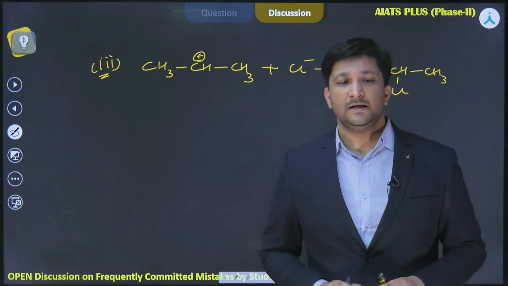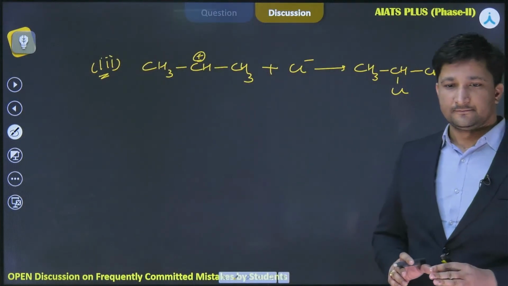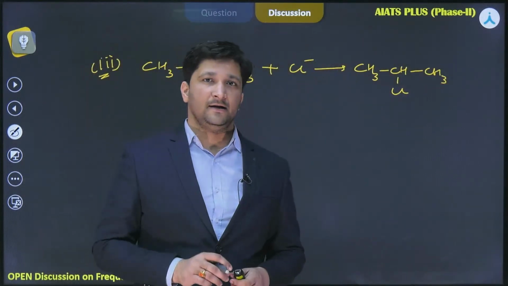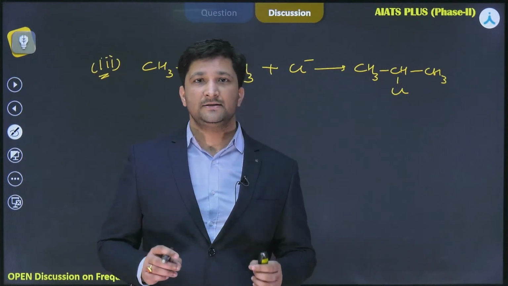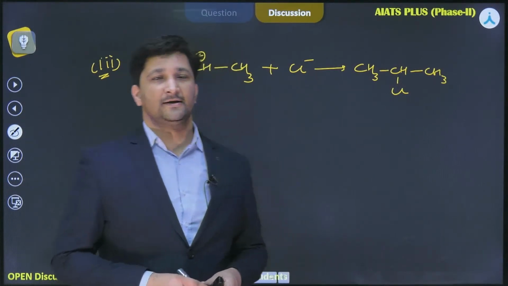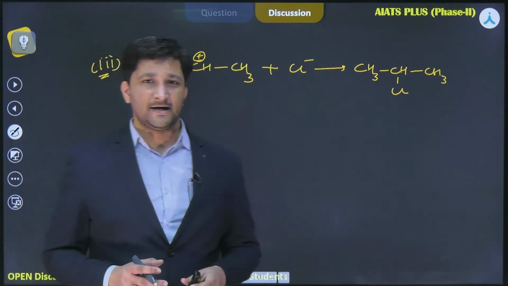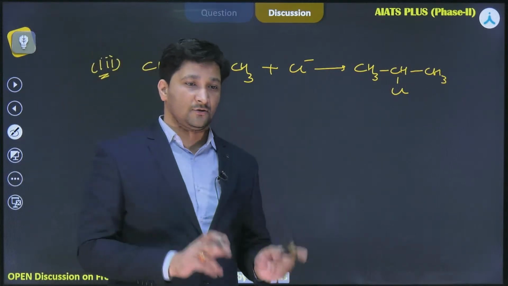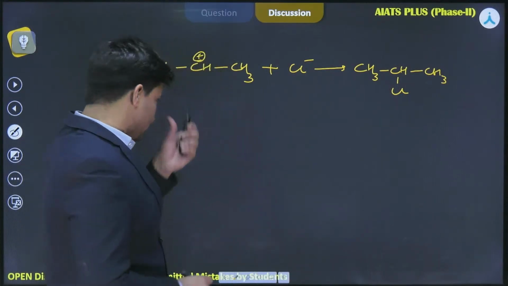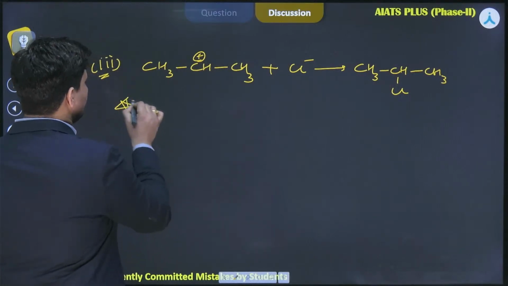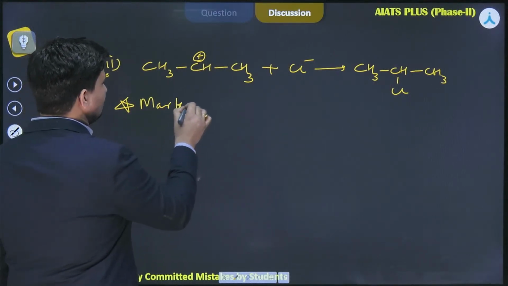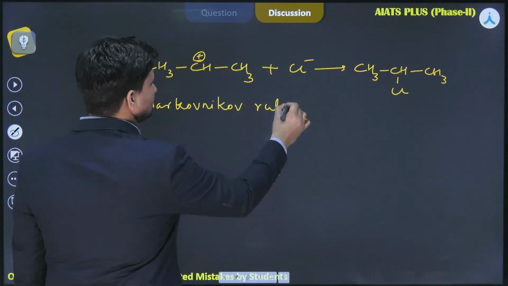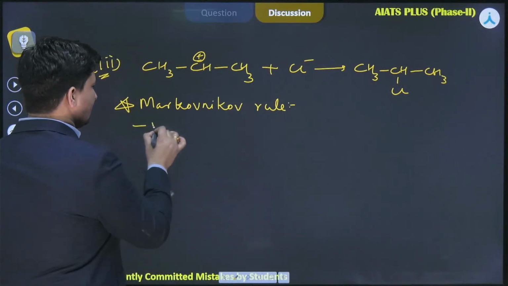Now this rule is basically called Markovnikov addition, because in Markovnikov addition, the negative addendum is added to that carbon which has the lesser number of hydrogen. In other words, you all have memorized it, that rich gets richer: the carbon having more number of hydrogen will receive more hydrogen. Is this clear? So this is governed by a very important rule, that is Markovnikov rule.